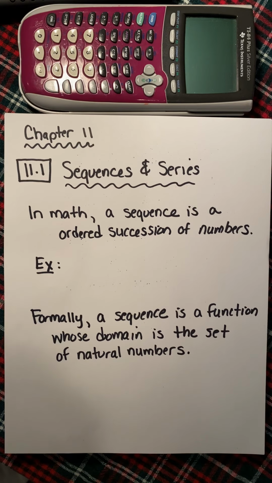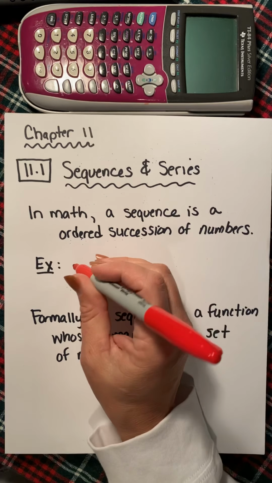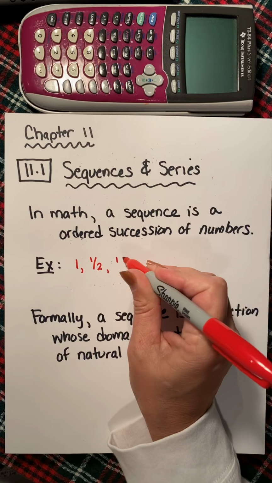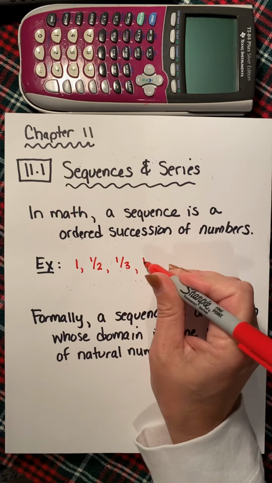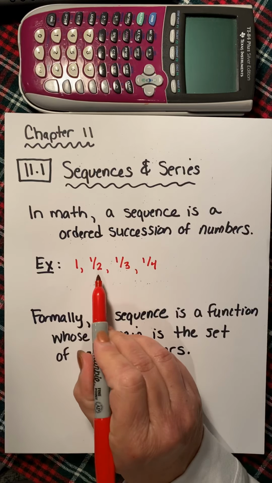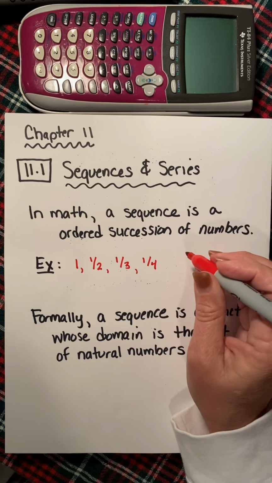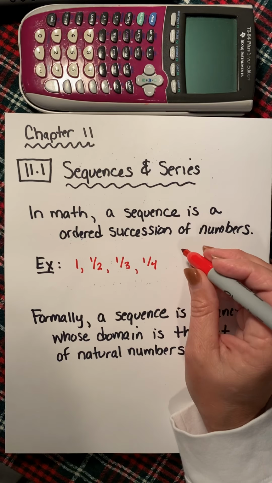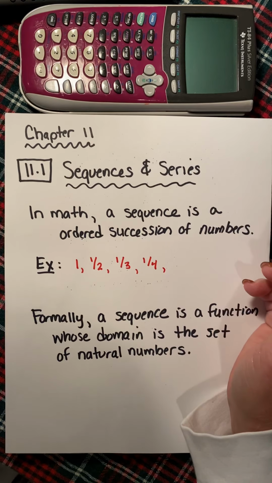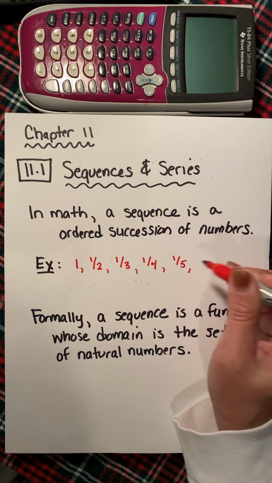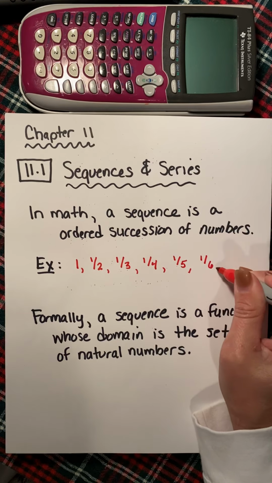In math, a sequence is simply an ordered succession of numbers. So for example, I could have 1, 1/2 maybe comes next, 1/3, 1/4, so that's my first, second, third, fourth number, and so forth. What we do is we look for patterns in sequences. We often are interested in how sequences behave. If you had to guess the next term, you probably would guess 1/5, which is correct.